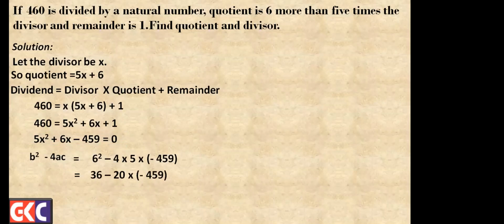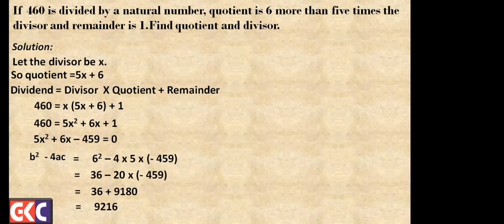Minus in 4 into 5 is minus 20, and into minus 459. Now minus into minus will give plus. 20 into 459 gives me 9180. 36 plus 9180 is 9216. So 9216 is b square minus 4ac.